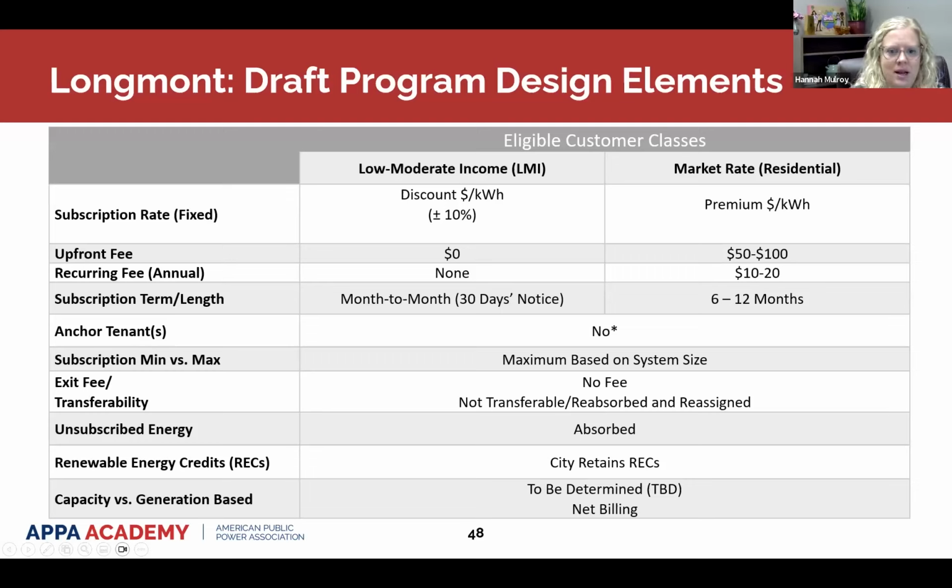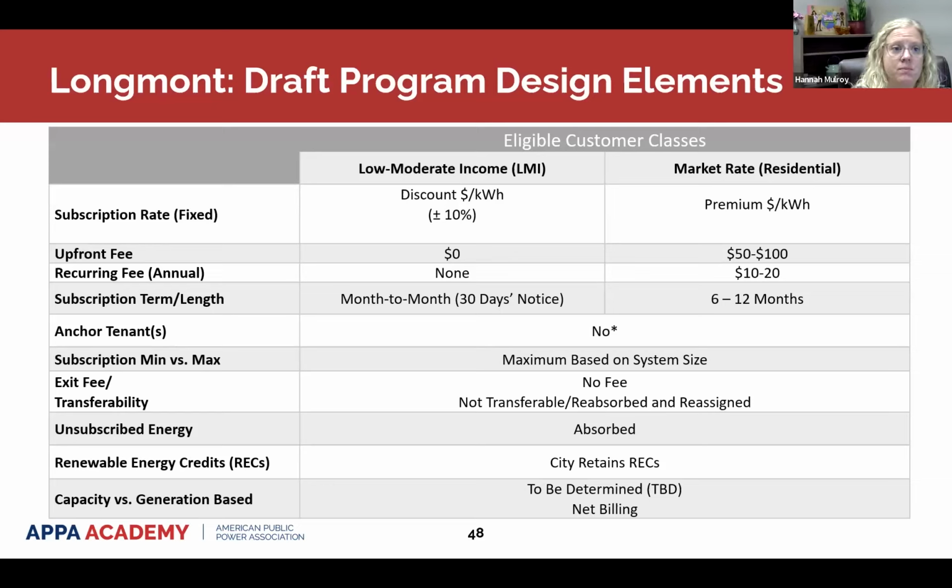Anchor tenant, we do not intend to have one, but I do have an asterisk there. We are proposing to essentially give our host facility somewhere around 10% of the production free to their bill, based on how much 10% generates on a monthly basis, somewhere between 5 to 10%, as an energy offset and in lieu of a lease payment for the use of their roof.